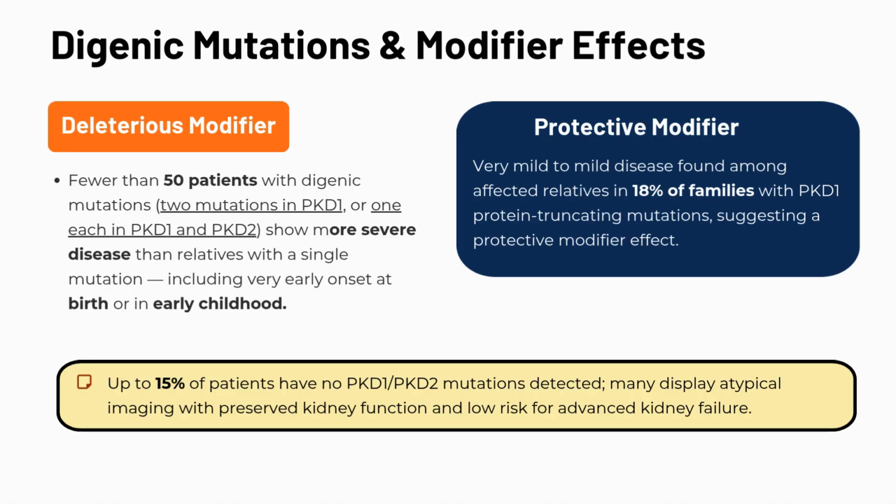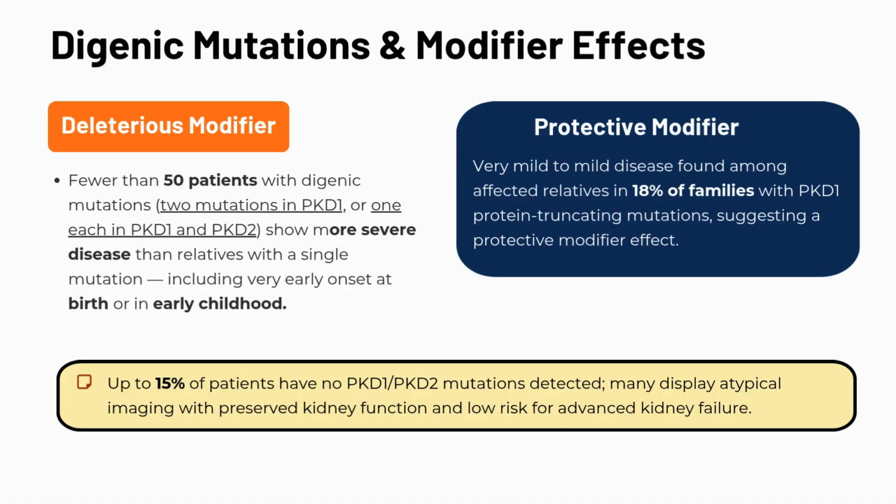On the other hand, not all modifiers are harmful. Some patients actually have protective modifier effects. In certain families with PKD1 truncating mutations, about 18% show a milder phenotype than expected. This suggests that other genetic or environmental factors are buffering disease severity. Another important group, up to 15% of patients, have no detectable PKD1 or PKD2 mutations. These patients often show atypical imaging patterns. They may have preserved kidney function and overall a lower risk of progression into advanced kidney failure.